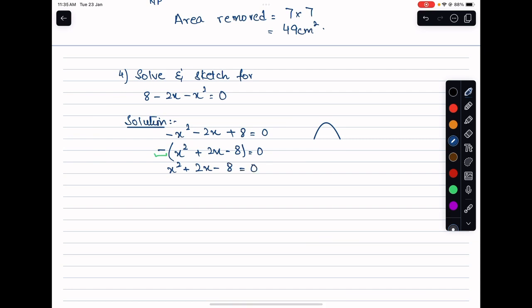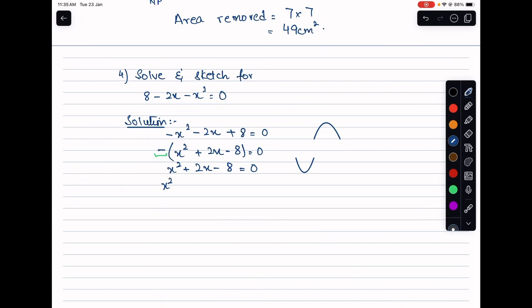Now we have just brought the equation to the positive coefficient of x squared form so that it can be solved very easily. And now we can say that this equation is having a minimum turning point because the coefficient of x squared now is positive. So the factors of 8 which can give us the middle term as 2 are obviously 4 and 2.